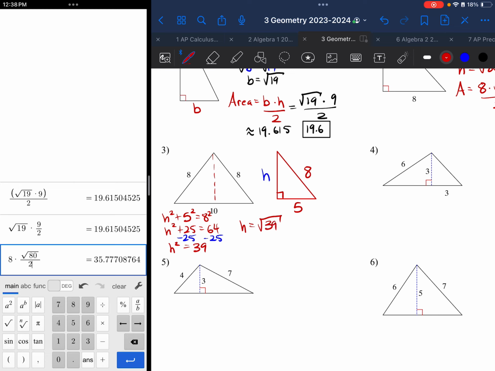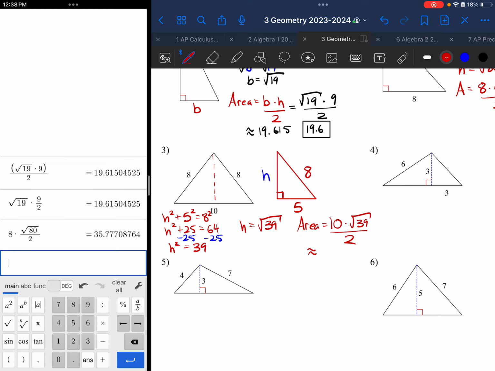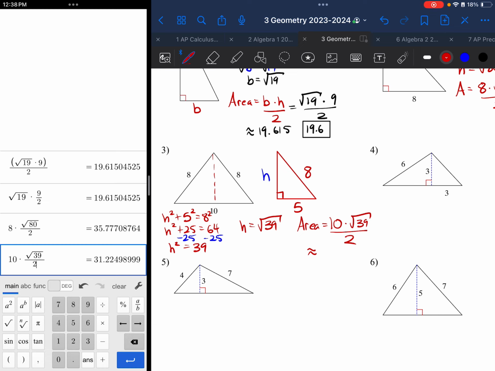Plugging it into our area formula, area is base, which we know is 10, times the height, which we just figured out is the square root of 39. That's all going to be divided by 2, which is going to be approximately what? It's going to be 10 times the square root of 39, and that's all going to be divided by 2. So I'm going to get about 31.2, which is going to be my final answer.